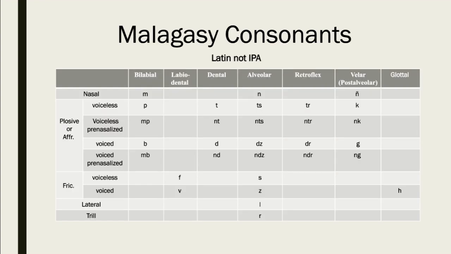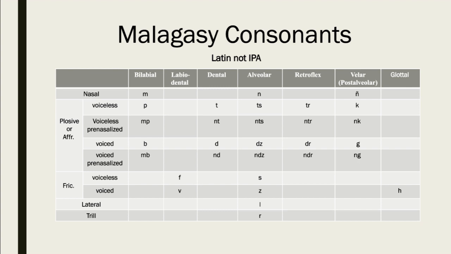Here is the Malagasy consonant inventory. Please notice that I am not using IPA symbols for this chart because there were so many consonant clusters that I thought it would be a little confusing if I started using symbols instead of actual English letters that we're all used to seeing.